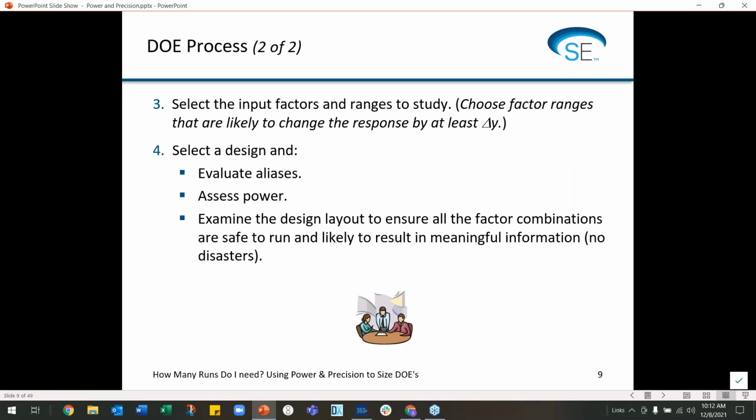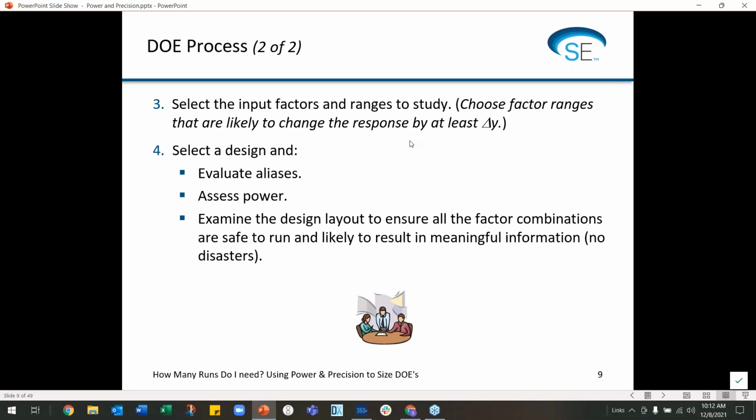Then you go ahead and choose your variables that you want to study and the ranges. Now remember that when you are choosing your factor ranges, you have to choose low and high levels that are far enough apart that they are likely to change the response by at least that minimum change that you're looking for. So this might take a little bit of range finding studies to figure this out, but this is something that you really want to think about, is setting those factor ranges. Again, that's not something a statistician can tell you. It's subject matter knowledge.